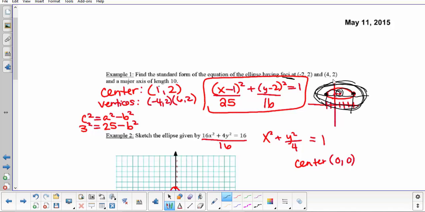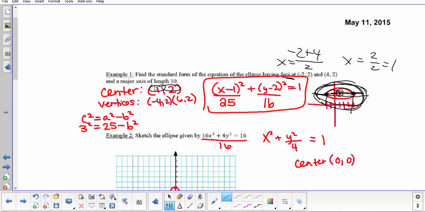So we need to find the average. If you notice, it's a horizontal major axis, and the equation of that horizontal line is y equals 2, so this center is going to have a y-coordinate of 2. Now to find the x-coordinate, we do -2 plus 4, and then we divide that by 2. So -2 plus 4 would give us 2 over 2, or x equals 1. So that coordinate is 1.